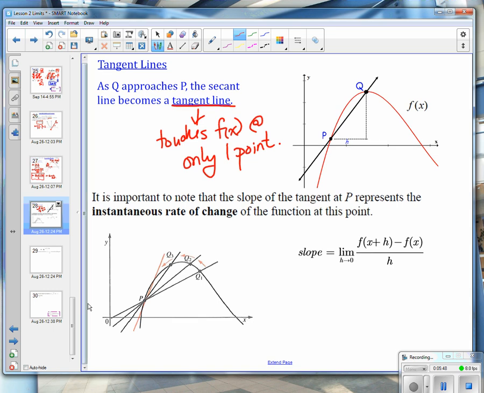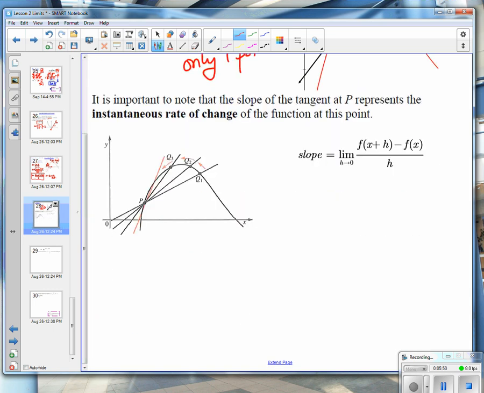So this here, just write this formula, this is equal to the slope of our tangent when x equals P, just according to this diagram. Okay.